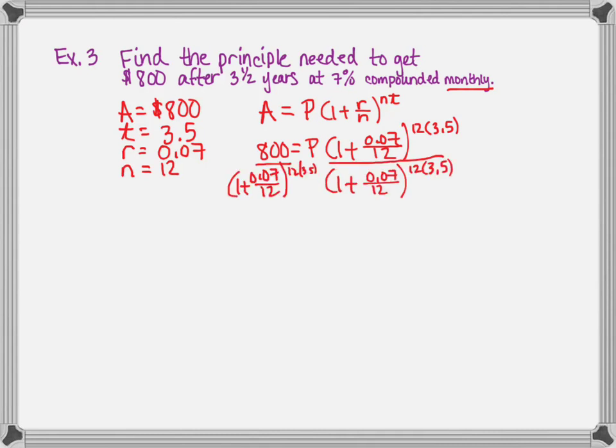So here we'll divide both sides by 1 plus 0.07 over 12, all raised to the 12 times 3.5 power. I don't like to round until the very end. And here we'll calculate that P is equal to 626.6095029, or that the principal is $626.61.